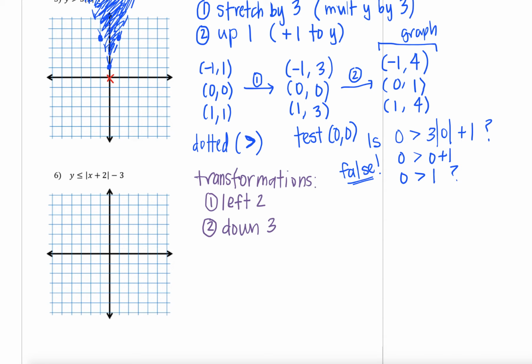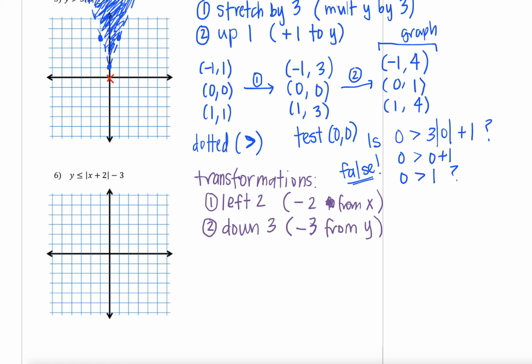Now we have to think about how this affects our coordinates. If I go left or right, those horizontal shifts are affecting the x. And since we're going to the left 2, I'm going to be subtracting 2 from all of those x values. And when we go up or down, that's a vertical shift, and that's affecting our y variables. Since we're going down 3 this time, I'll be subtracting 3 from all of our y values.